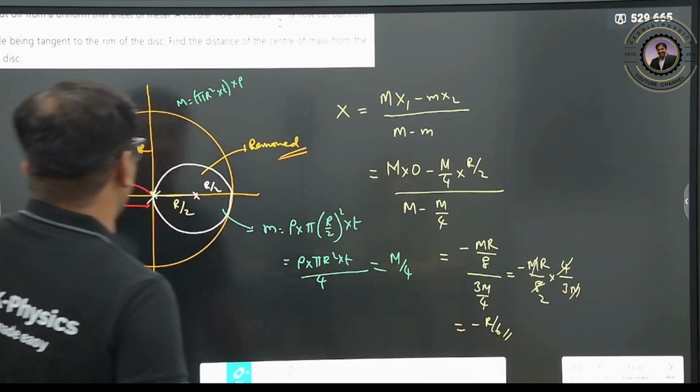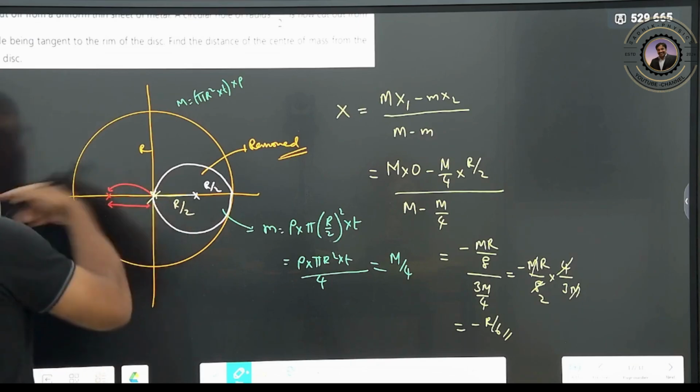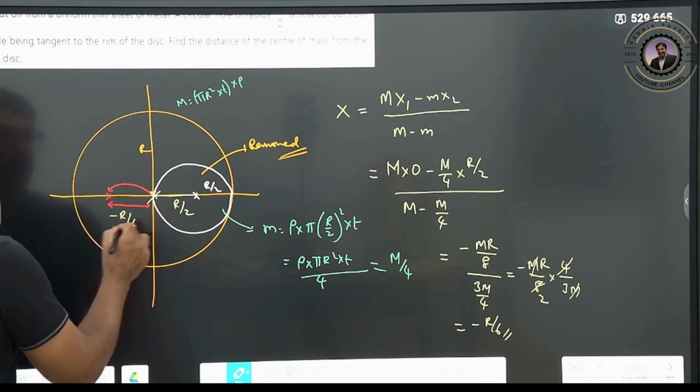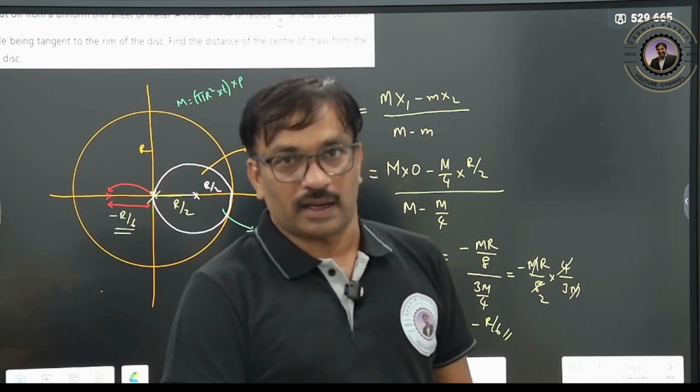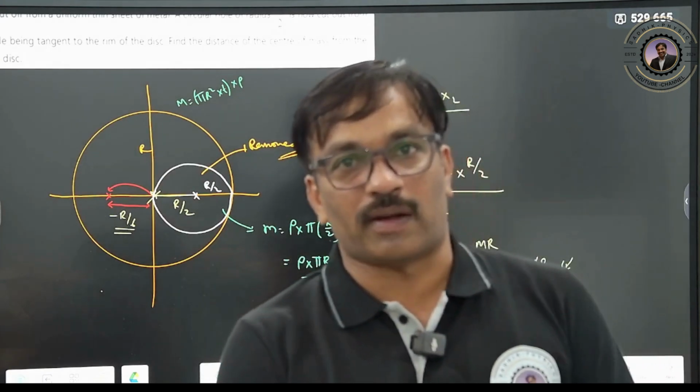That means, where will it shift? Minus means it is coming back. Therefore, the center of mass will be present at a distance of R by 6 from here, on the side opposite the removed part. In this way, you can solve such problems.